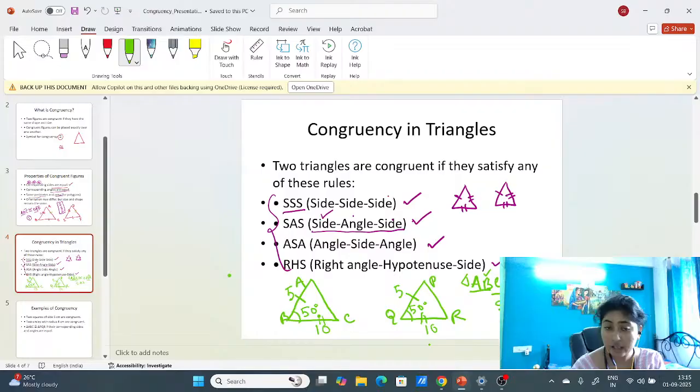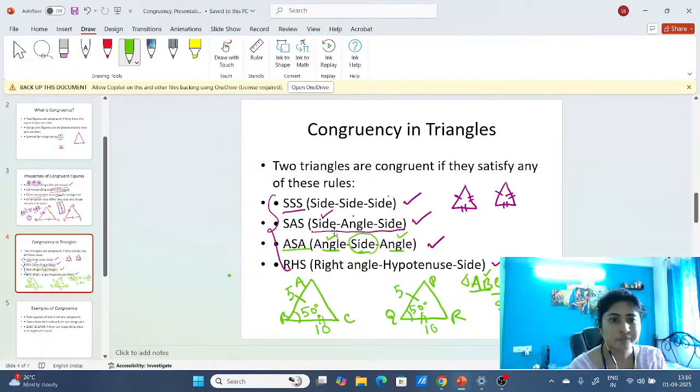Now let us see what ASA is. You can just notice from here, angle side angle. Angle side angle means two angles and one included side. In SAS we had included angle. In ASA we will have included side. So what is included side?